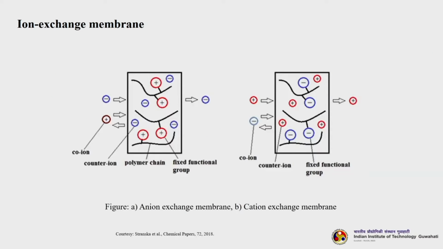This is the schematic representation of an anion exchange membrane and a cation exchange membrane. The first one is the anion exchange membrane, where fixed cationic groups are present, so anions get transported while the cations are fixed inside the interstices of the polymeric layers. The case is the same for the cation exchange membrane: the anions are fixed and the cations get transported. This is how cation and anion exchange membranes work.